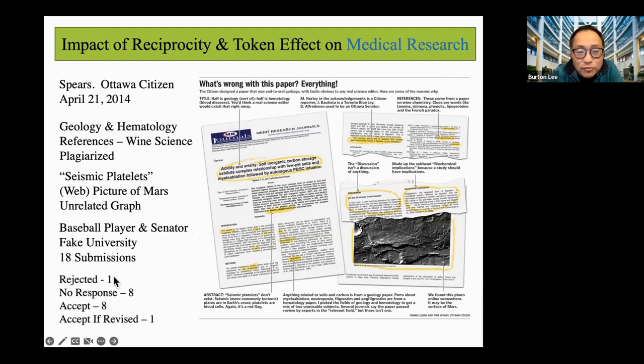Only 1 of the 18 rejected it. 8 of the 18, for some reason, did not respond. 8 accepted this paper, and one, this is my favorite, actually asked them to revise something so that they would publish it. I'm not sure what they wanted to revise from this kind of paper, but that's what happened. So you've got to be careful, because in some cases stuff like this is a source of disinformation that's affecting this whole world right now.